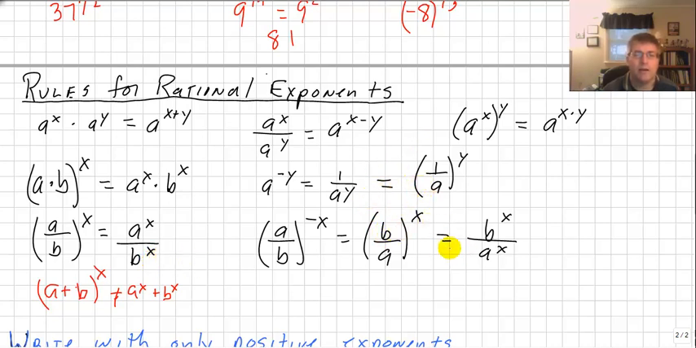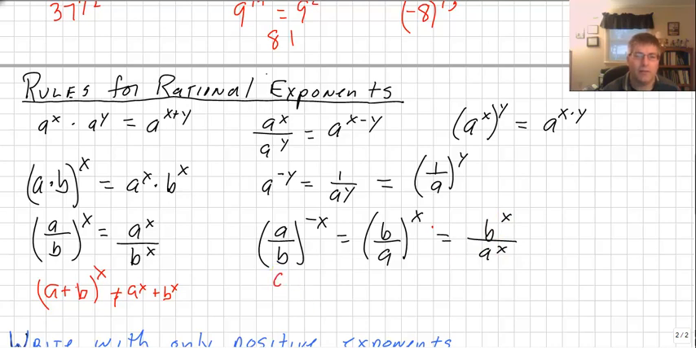Now here, in our final example, we've got different bases: a over b raised to the negative x power, which is the same as b over a raised to the positive x power. So we can just flip our fraction and we end up with a positive exponent, which of course is b to the x over a to the x.